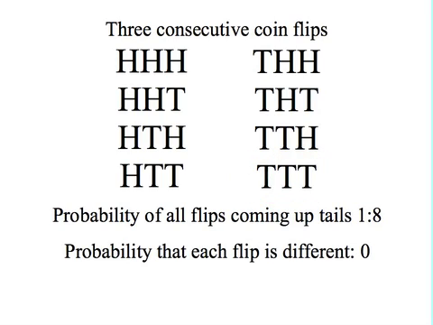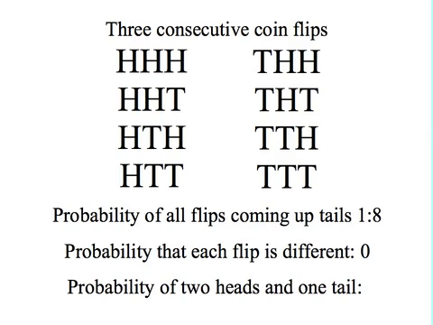Probability that each flip is different. Not possible, because if you flip a heads, then a tails, or a tails, then a heads, then your third flip has to be either a heads or a tails. It can't be different. It'll have to match one of the first 2. So here's an example. The probability is 0.